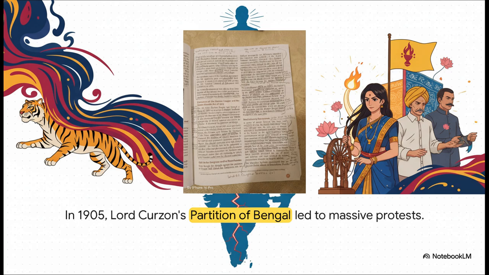In 1905, the viceroy, a guy named Lord Curzon, announces he's going to partition Bengal. Now, the official reason was, oh, it's just for administrative efficiency. But everybody saw right through it. It was a classic divide and rule tactic to break the unity in Bengal, which was the heart of Indian nationalism. The reaction was immediate, it was massive, and it sparked the incredible Swadeshi movement.